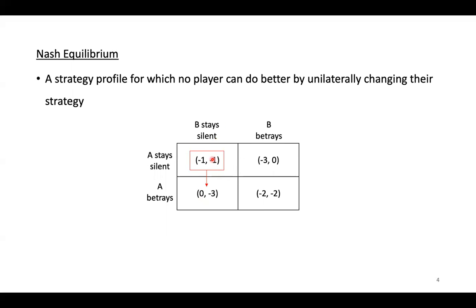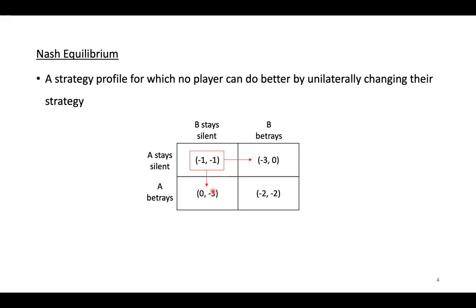Similarly, look from B's perspective. If B assumes A stays silent, then B clearly can do better by betraying, which means B also doesn't want to stay in this cell given that A stays silent. Which means there is no, quote unquote, equilibrium. Under the assumption that A is going to stay silent or B is going to stay silent, the other one is going to deviate from the strategy.